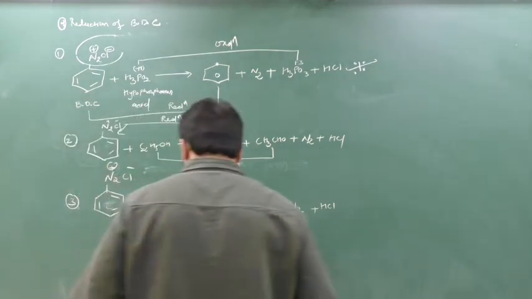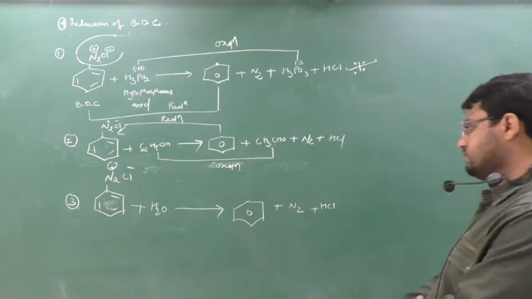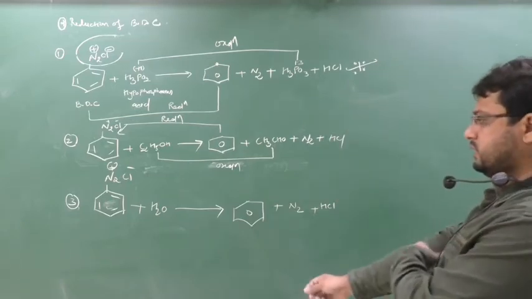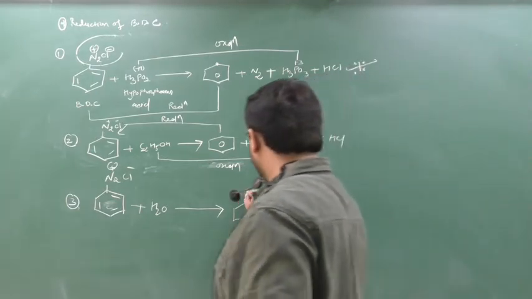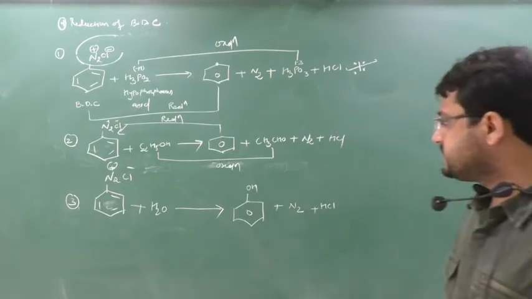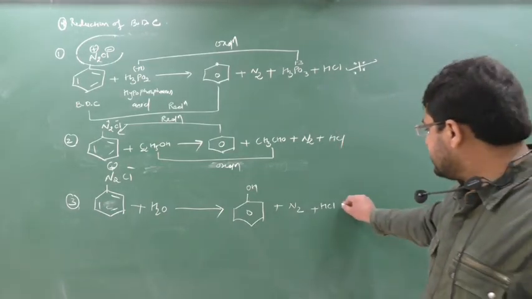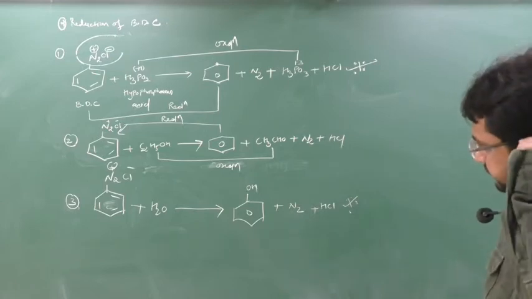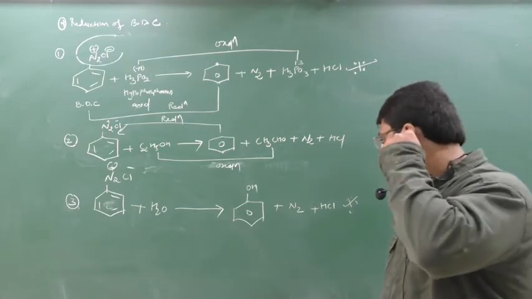Clear? Write down this H2O. Okay. N2 I got, HCl I got, and OH. Phenol I will get here. I'll get here phenol, OH minus. Okay. See this reaction once more. Clear? Yeah. Chalo. So that's it.